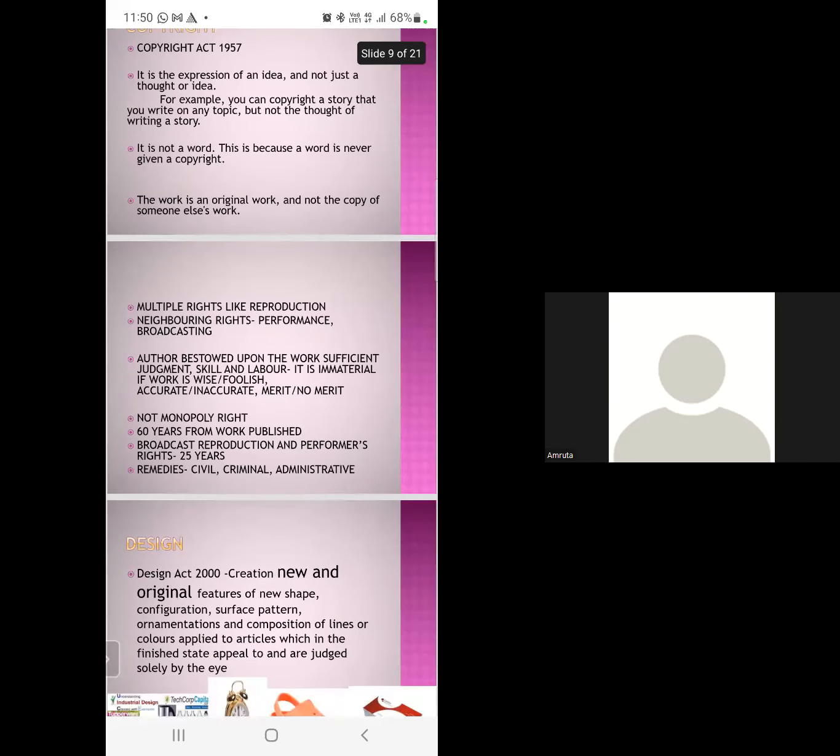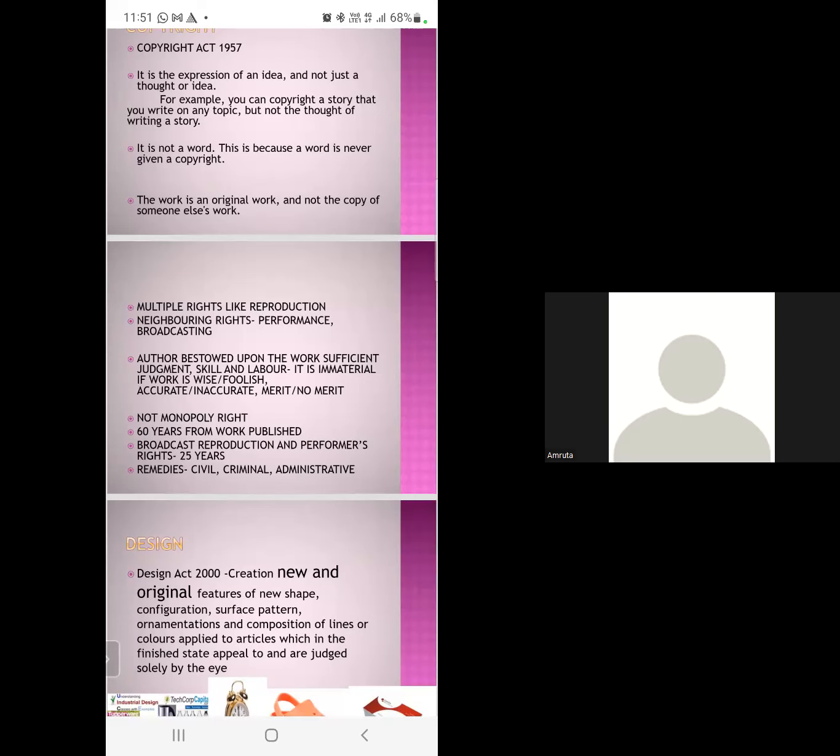Unlike other rights, this copyright has multiple other rights as well, like reproduction. You can reproduce your work again and again. If you have a novel, you can reproduce your novel again and again. If there is a song, you can compose it, or you can publish it again and again, like cassettes and CDs. And there are some neighboring rights, like someone can perform on it, or you can broadcast it. So these are other multiple rights, including neighboring rights.